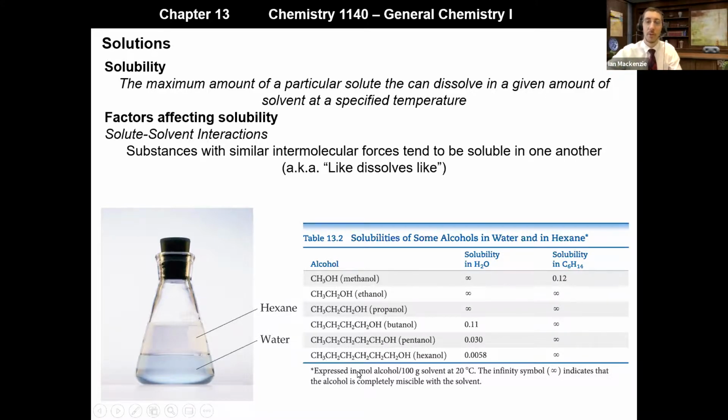And so the solubility in water decreases because we're going away from hydrogen bonding, and now we're having more just dispersion forces from that nonpolar part. And so hexanol is much less soluble in water than methanol, whereas it becomes much more soluble in hexanes because of that nonpolar region, which is very similar to the nonpolar hexane.